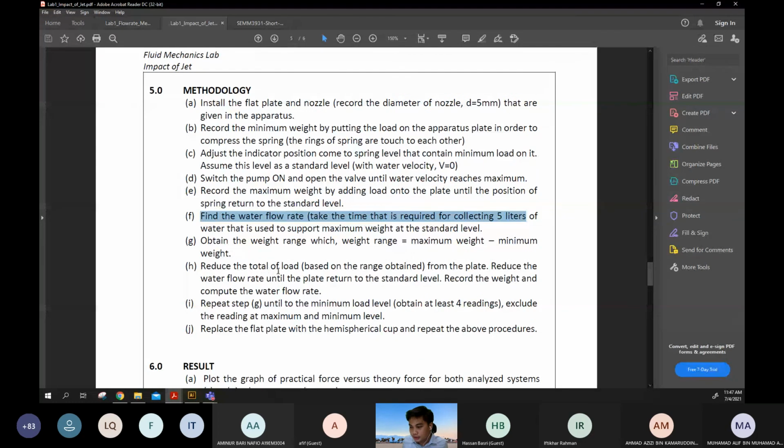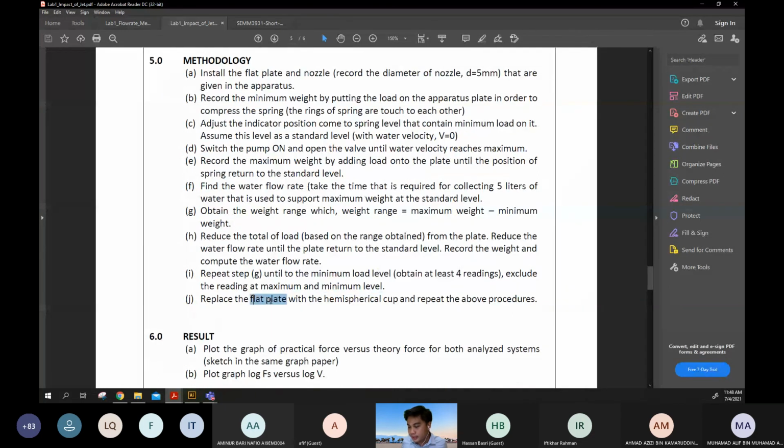Reduce the total loads based on the range obtained from the plate. Reduce the water flow rate until the plate returns to the standard level. And repeat step G, which is here, until the minimum load level, obtain at least 4 readings. After you get the weight range, you need to divide into 4, and then you know already your difference in terms of weight in order to get the 4 readings. So for this part, you need to exclude the maximum and minimum level.